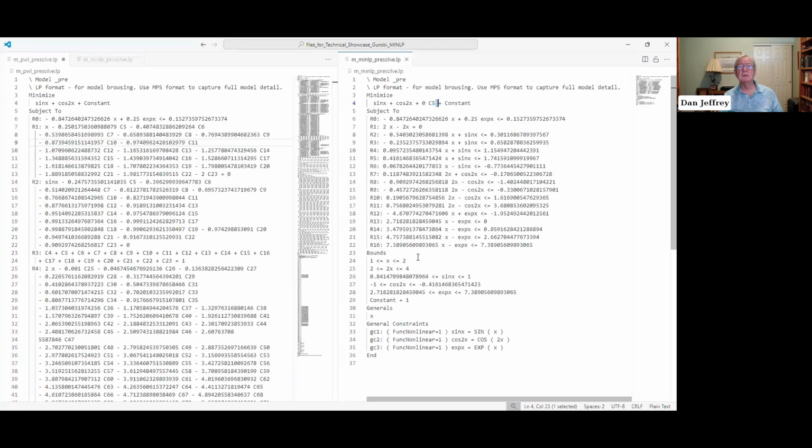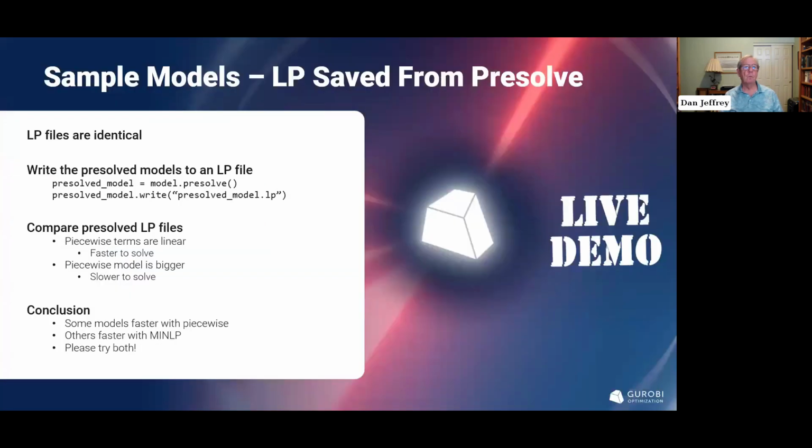And so you're getting a true nonlinear representation of the problem. That's what I'm trying to say. And it's a much smaller file than the piecewise linear expressions on the left. So that means that sometimes the MINLP solver is going to be faster.